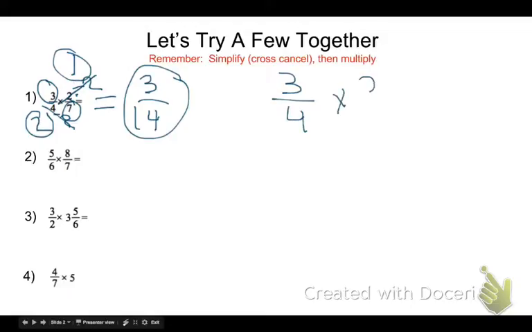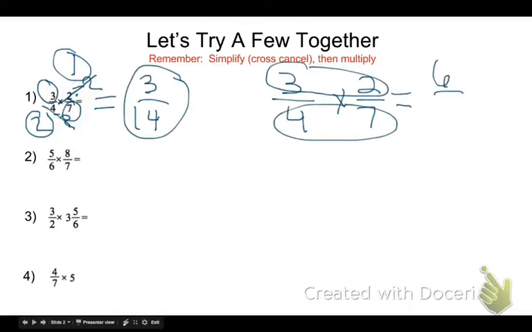We're going to do this again, but I'm not going to cross cancel. And I want you to see that you still will get the same answer even if you don't see that you can cross cancel. So let's go ahead and just follow the steps of multiply straight across. 3 times 2 is 6. 4 times 7 is 28. Notice I'm working with larger numbers. I have to simplify now.